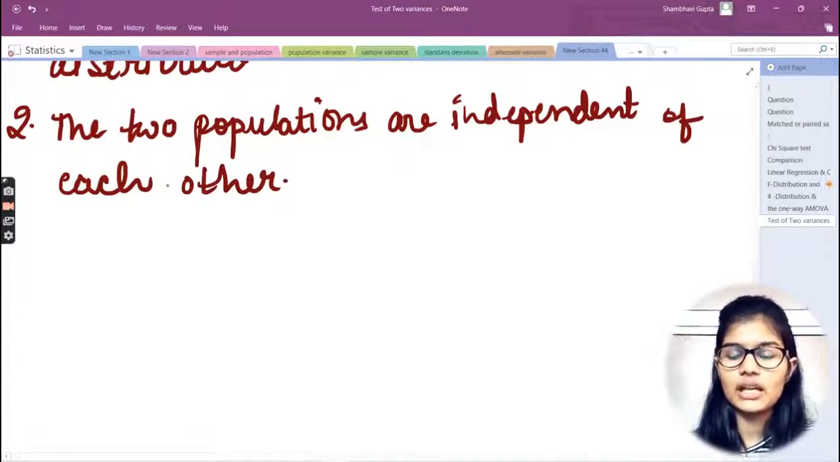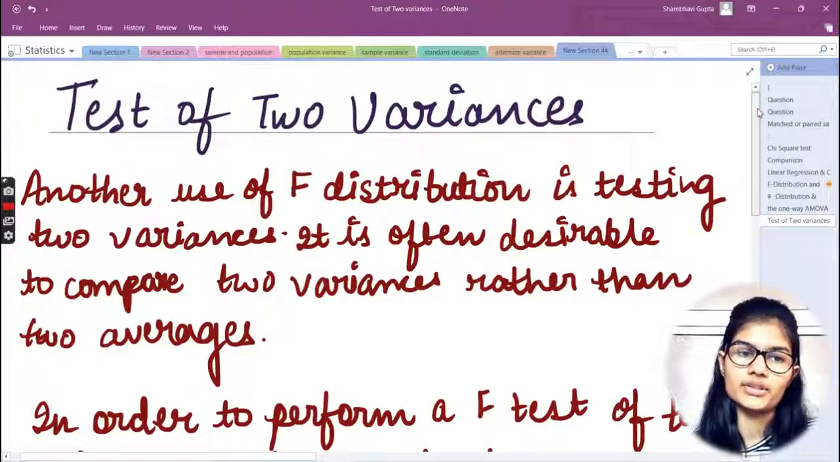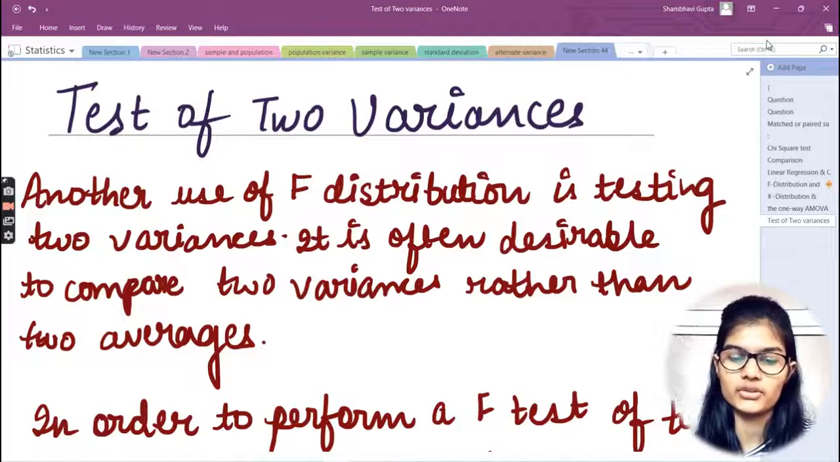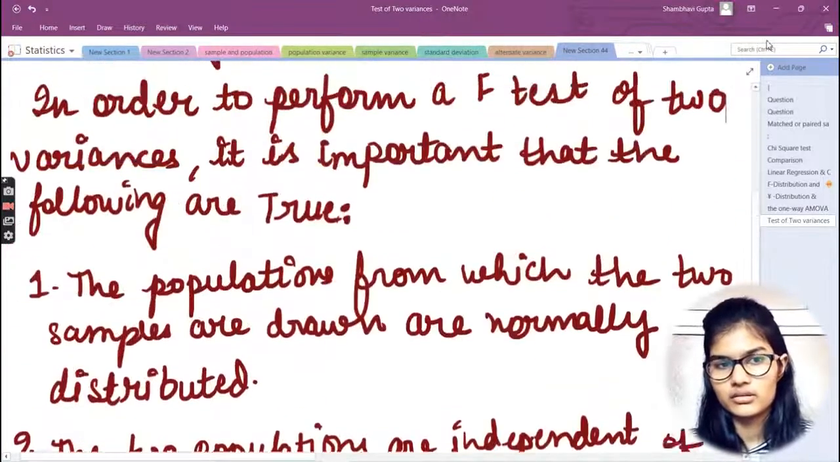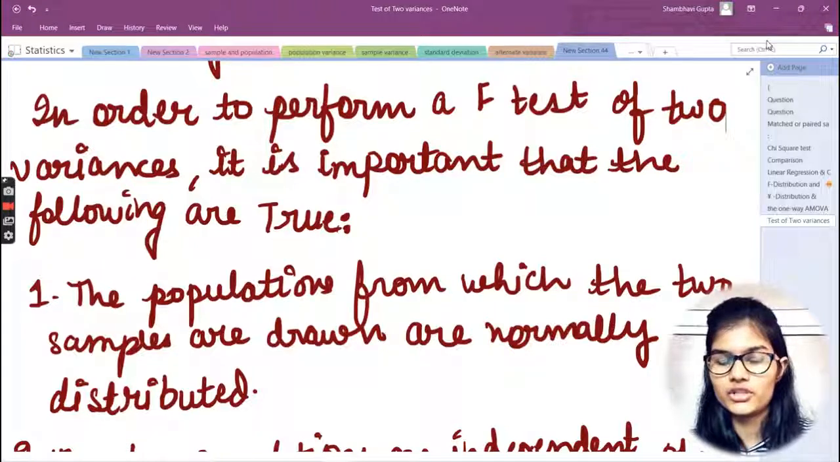Fine. Now, let me just go above for a short while and let me see what we have discussed. So we had discussed the test of two variances. We had seen that the use of the F distribution is basically the testing of two variances. It is often desirable to compare two variances rather than two averages. Now, in order to perform an F-test of two variances, it is important that the conditions which I mentioned are true, otherwise it won't work.